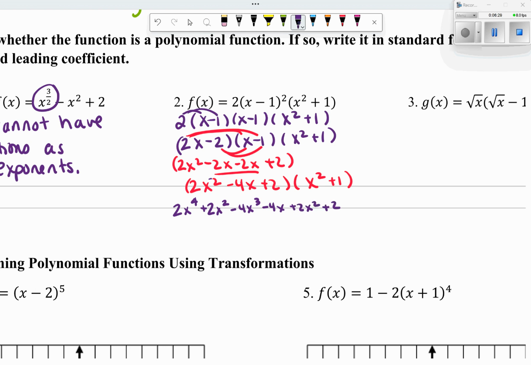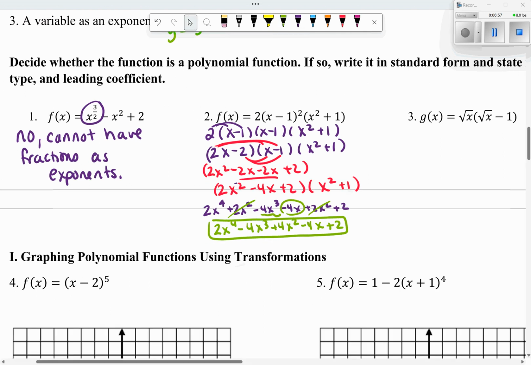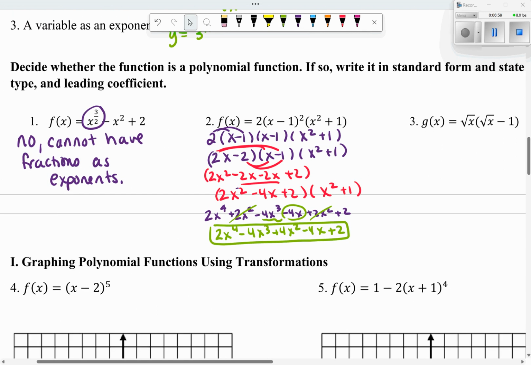So then we combine our like terms, we get 2x to the 4th. We have no other cubic terms, so minus 4x cubed. And then we do have the 2x squared, and the 2x squared becomes plus 4x squared. And then we have this minus 4x and plus 2. So this would be the polynomial in standard form. So yes, this is a polynomial. I'm going to write the answer up here.